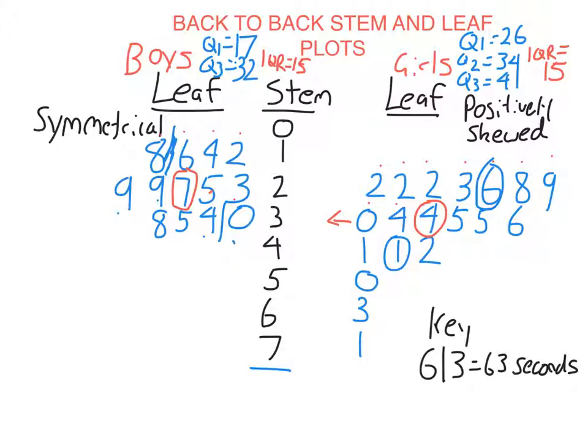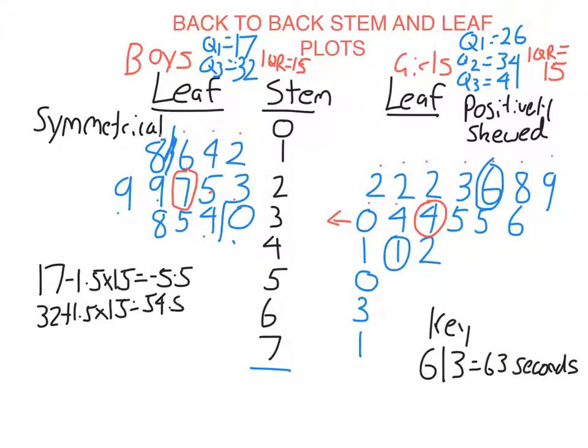So for boys, a score will be an outlier if it's less than 17 minus 1.5 times the interquartile range. So that actually gives you a negative number, so there's no scores less than that. You can't have a negative time. A score will be an outlier if it's more than Q3 plus 1.5 times the interquartile range, which is 54.5. So there were no scores less than negative 5.5, no scores above 54.5. Therefore, there are no outliers for the boys section. So we kind of expected that because the data was symmetrical anyway, just because of the way the data looks. But we've confirmed it mathematically.